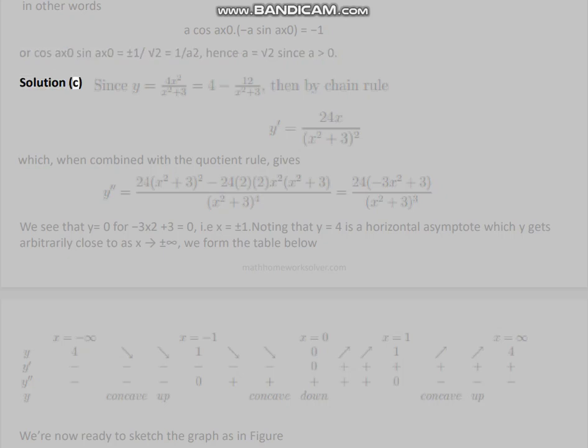Solution C. Which, when combined with the quotient rule, gives. We see that y equals 0 for minus 3x squared plus 3 equal to 0, i.e. x equals plus or minus 1.